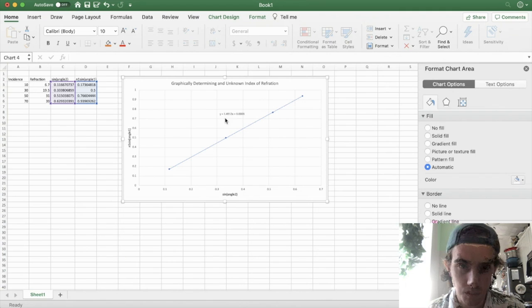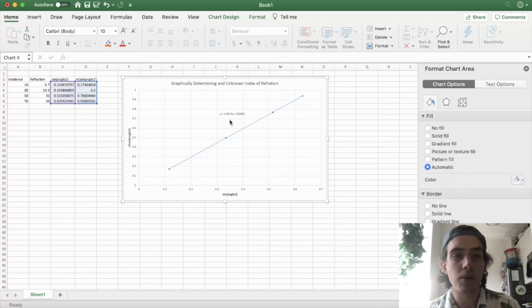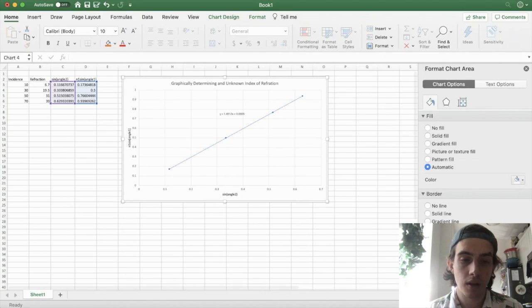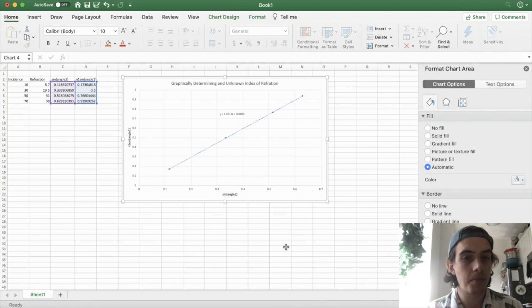And here what we see is we have 1.4912 as my slope. You should recall, just like in the previous example, that the value of n2, the second index of refraction, was 1.5. So here we've experimentally come very close to the actual value. All right, so I hope that this example is clear, and feel free to look back at this or email me if you have questions about how I made this spreadsheet.